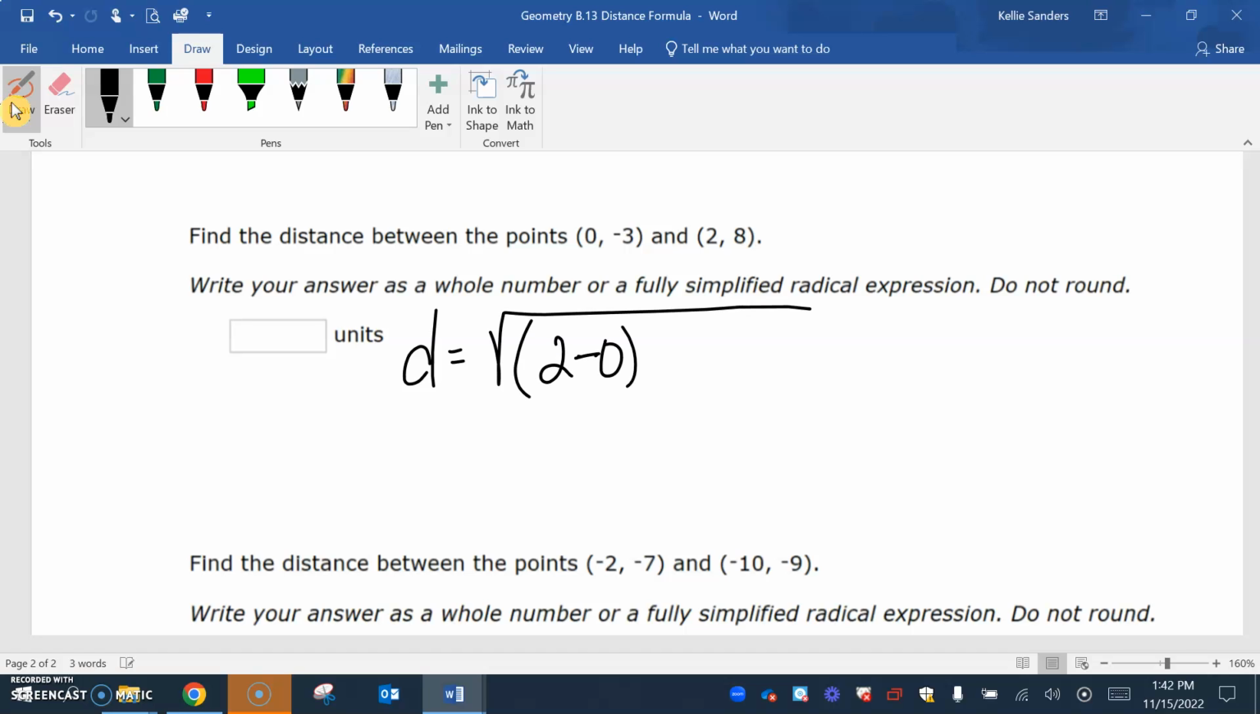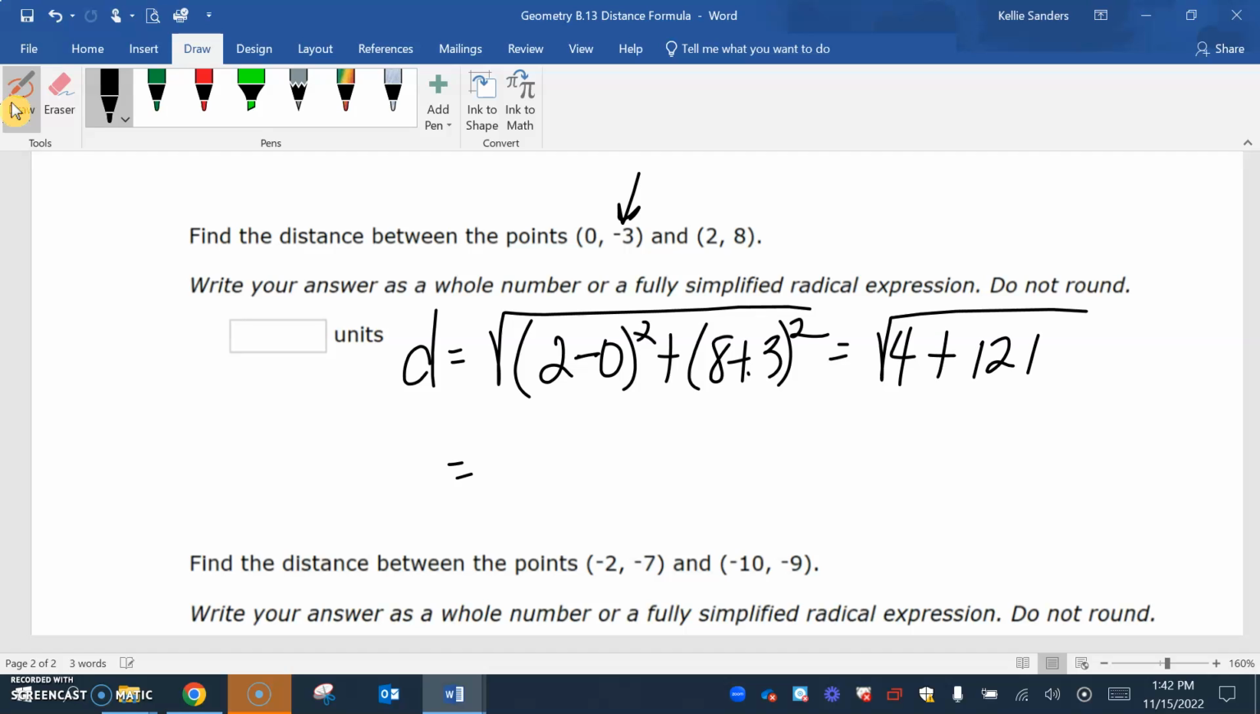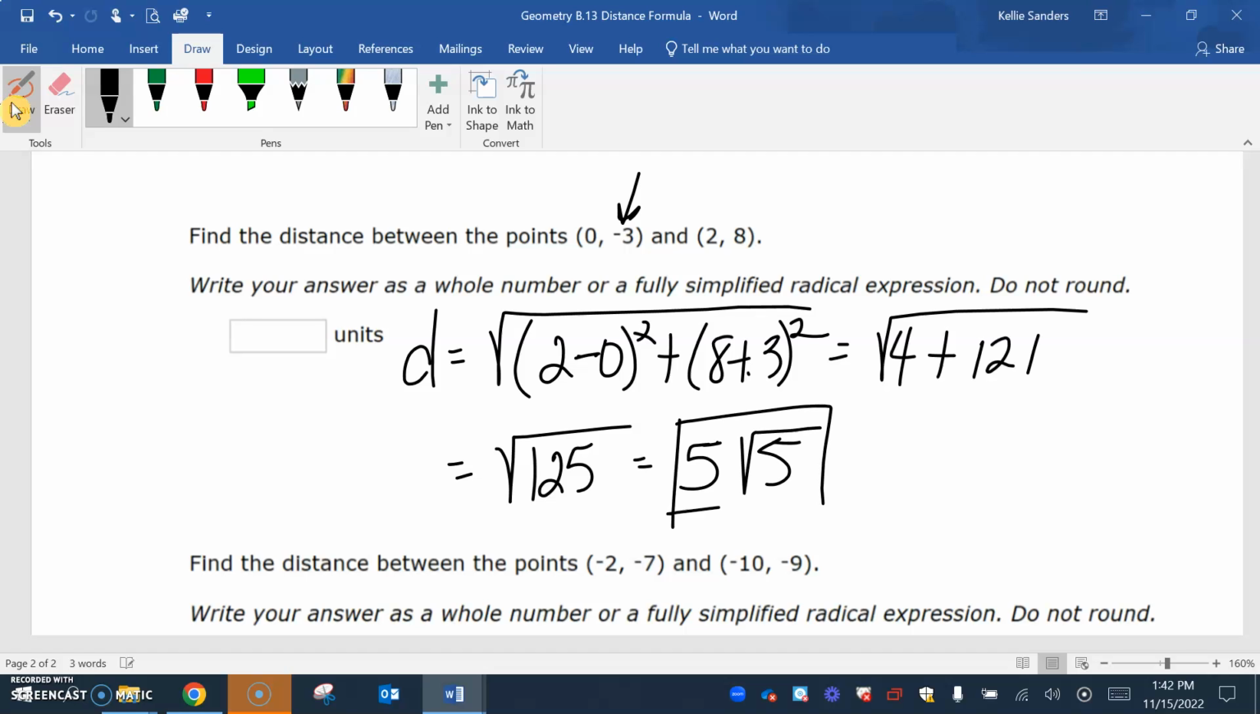2 minus 0 squared plus 8 plus 3 squared, because we're going to change that sign right there. 2 minus 0 is 2, squared is 4. 8 plus 3 is 11, squared is 121, equals 125. And if you simplify that in a calculator, you should get 5 square root of 5.